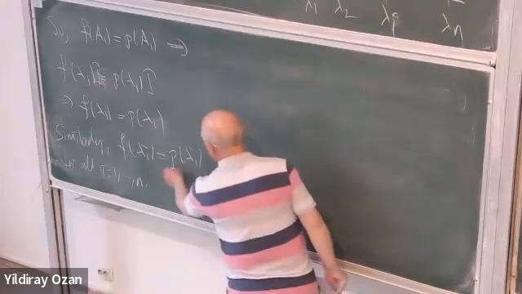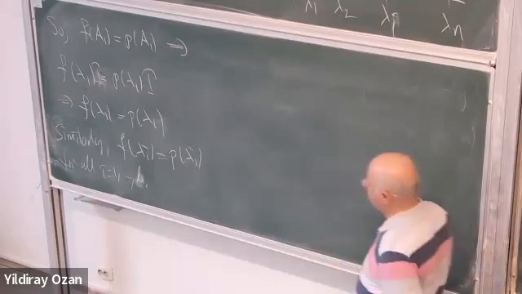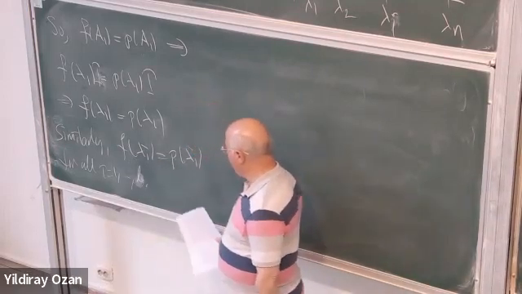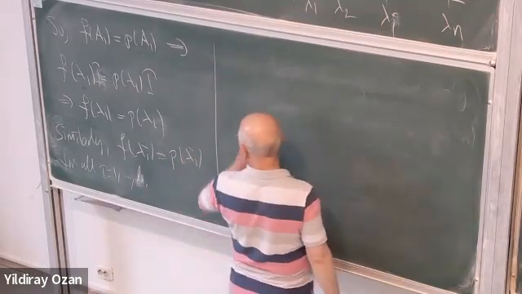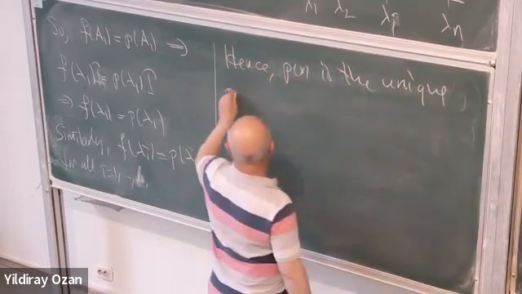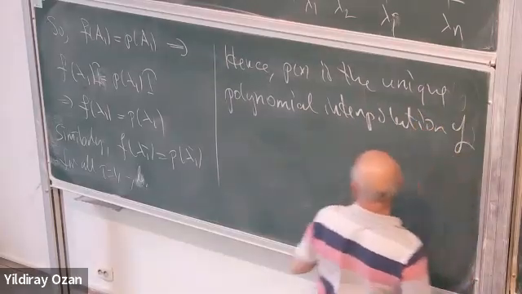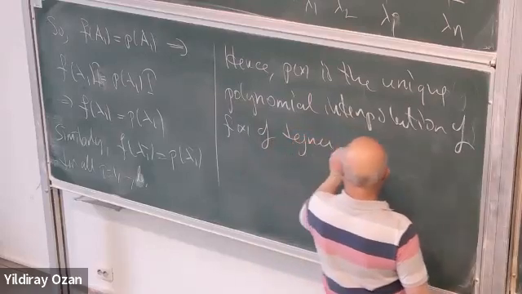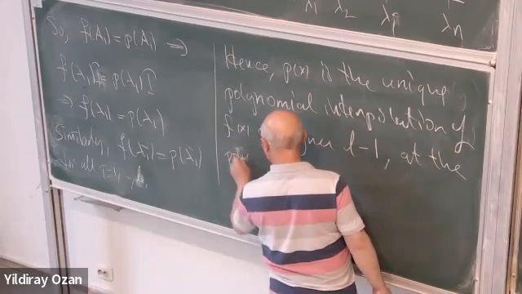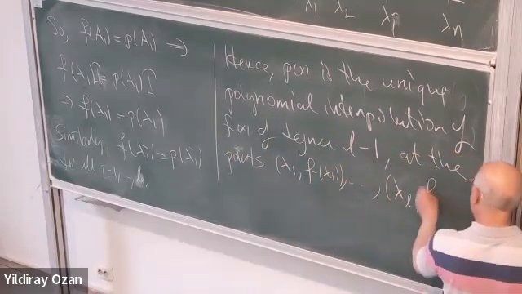Therefore, what is this polynomial? It is just the polynomial interpolation, not n up to L. There are only L many roots. So P is just the polynomial interpolation of f at the points lambda 1 up to lambda L. Hence, P of x is the unique polynomial interpolation of f of x of degree R minus 1 at the points lambda 1, f of lambda 1, up to lambda L, f of lambda L.